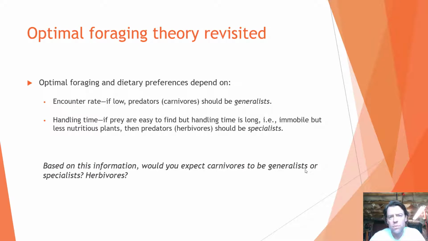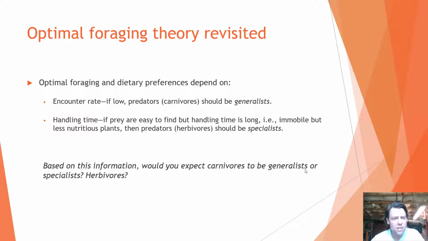Optimal foraging theory, we talked about this, or you read about this in one of your other chapters. And so optimal foraging theory and dietary preferences depend on the encounter rate, so how often an organism comes into contact with its prey. And if this is low, predators, carnivores, should be generalists. In other words, if they have a low chance of running into something to eat, then they should just eat whenever they find something. And so a lot of carnivores, for this reason, will eat pretty much what they run into and have a wide range in their diet.